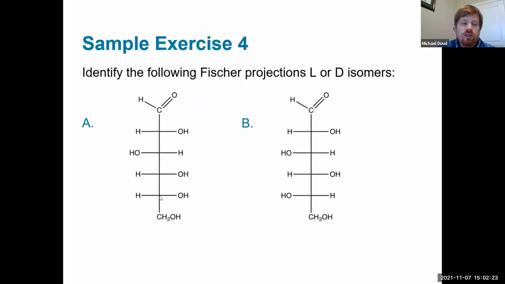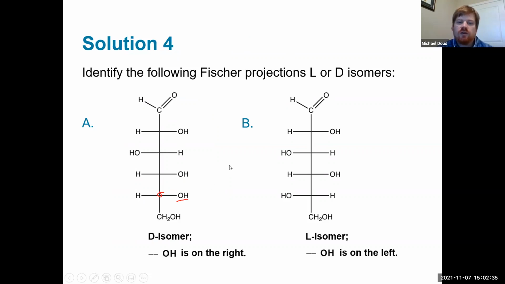So now we look at the farthest chiral carbon, which we just identified, which is this one right here. The hydroxyl group is on the right of it. Because it's on the right, that means it is a D isomer. There we go. On the other hand, for B, now the OH group is on the left. So that is the L isomer.